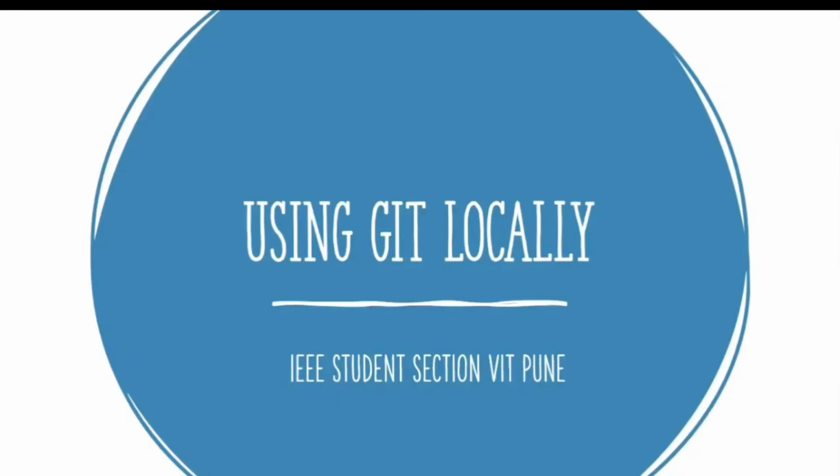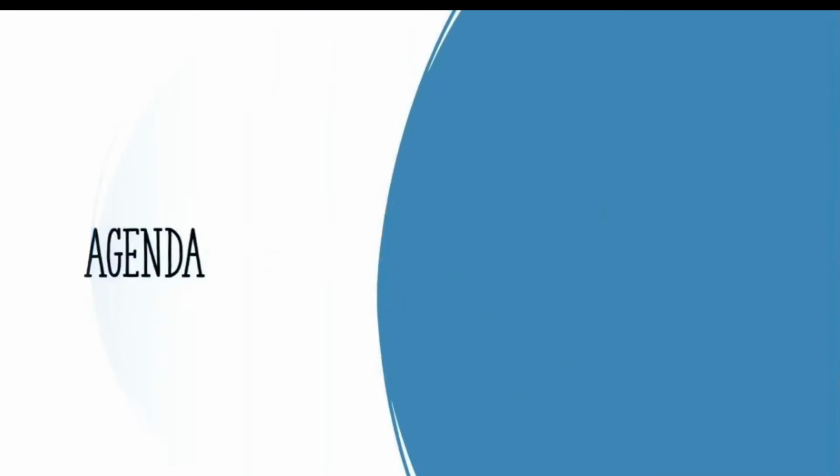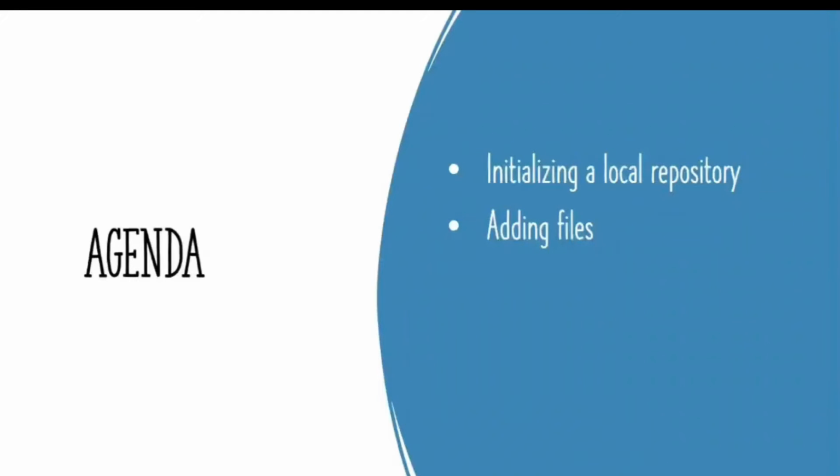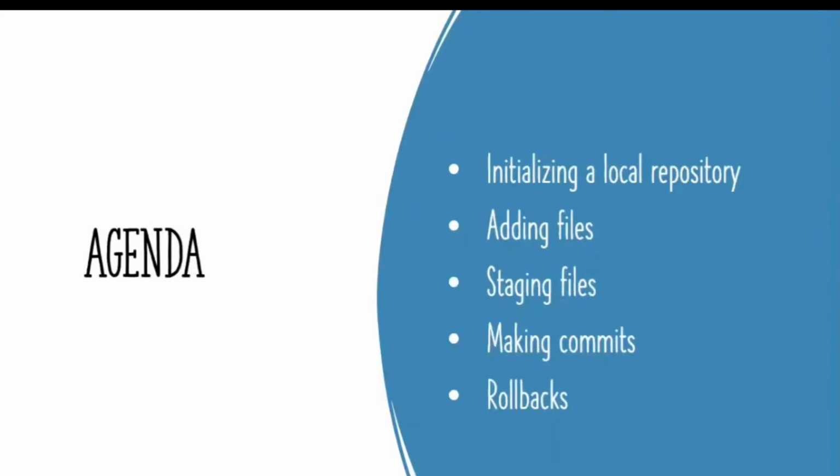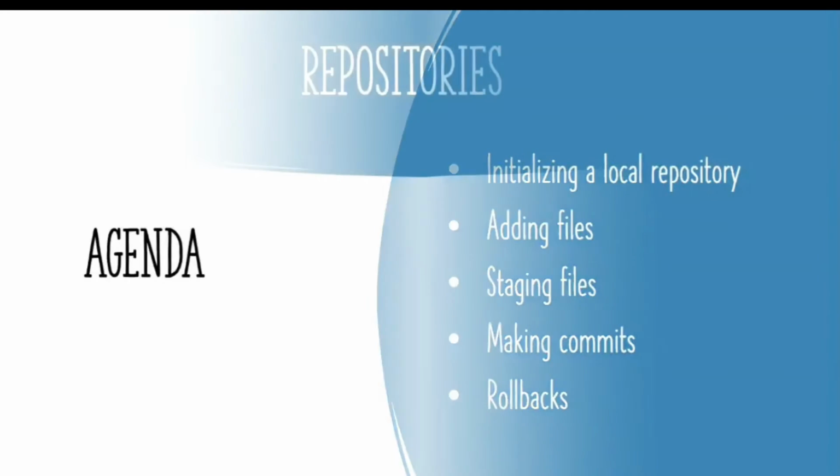In today's video, we are going to learn about how to use Git locally. Here is the agenda of today's video. First of all, we are going to learn how to initialize a local repository. After that, we'll be adding some files in that repository. Then we'll be looking at the staging part of those files. After that, we are going to learn about commits, and then finally we'll see what rollbacks are. So let's get started with our video.